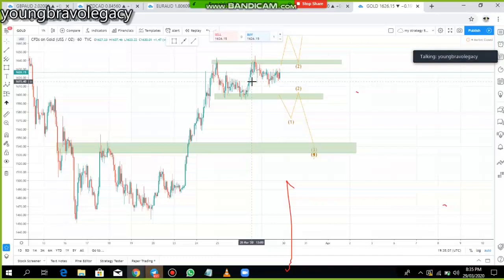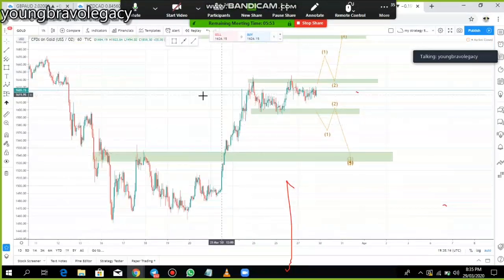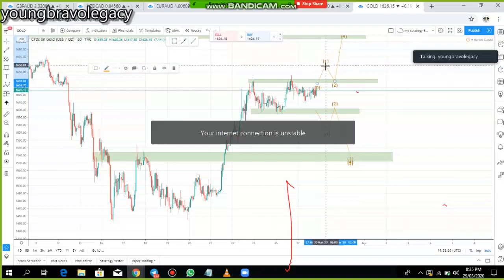Yes, that's consolidation on gold. Someone asked, can we call this consolidation? Yes, presently we can say it's consolidation. This range is called a range, a consolidation on gold. So we have to wait for it to break out and retest.